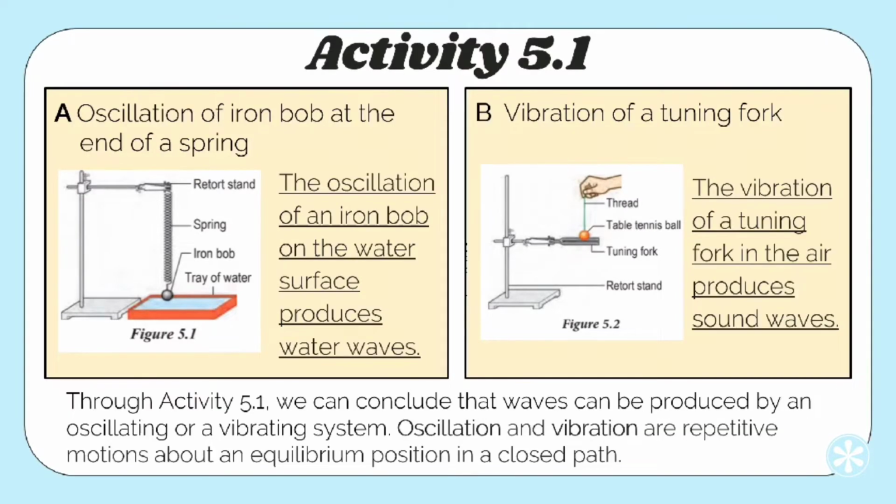Activity A: oscillation of an iron bob at the end of a spring. After observing this activity, we can see that the oscillation of an iron bob on the water surface produces water waves. For the second activity, activity B, vibration of a tuning fork. The observation is that the vibration of a tuning fork in the air produces sound waves. Through activity 5.1, we can conclude that waves can be produced by an oscillating or vibrating system. Oscillation and vibration are repetitive motions about the equilibrium position in a closed path.